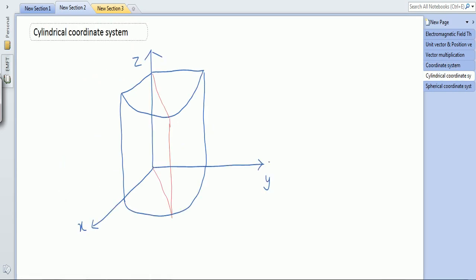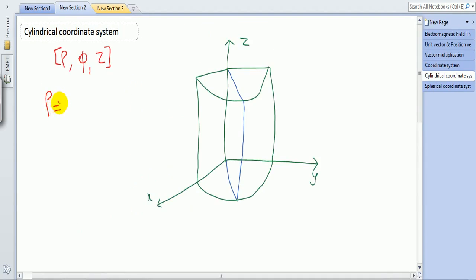Now we will see the second type of coordinate system, the cylindrical coordinate system, and we will use this coordinate system in symmetries. Like if we are doing a problem on a wire or a pipe, then we will use this system. So in this cylindrical system there will be three parameters, the same as in the rectangular coordinate system. In all coordinate systems there will be three parameters. So here the three parameters are rho, phi and z.